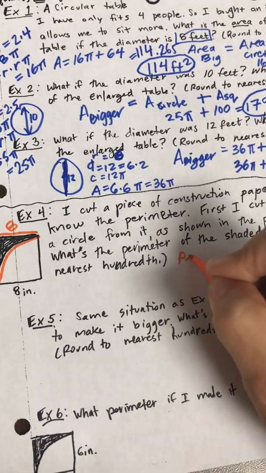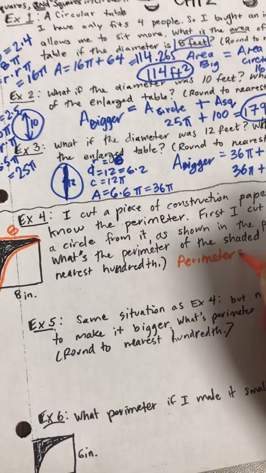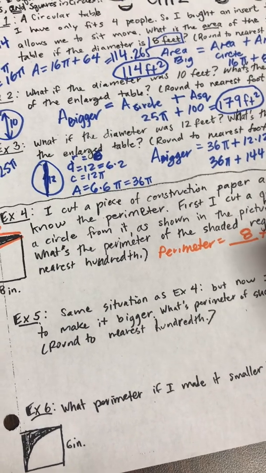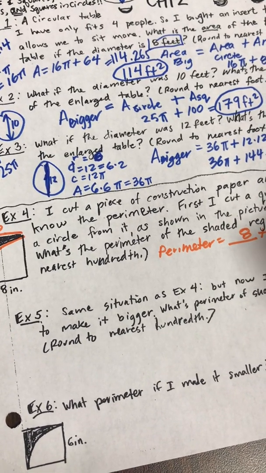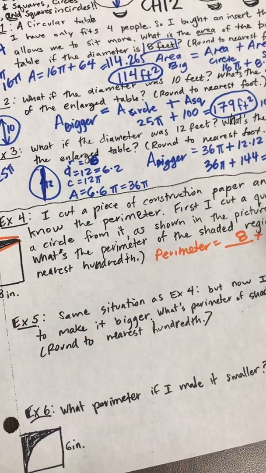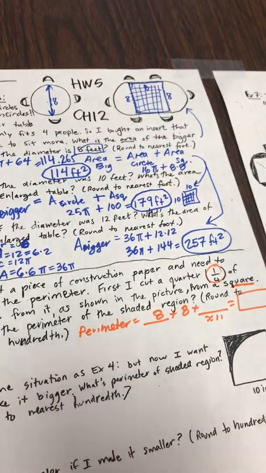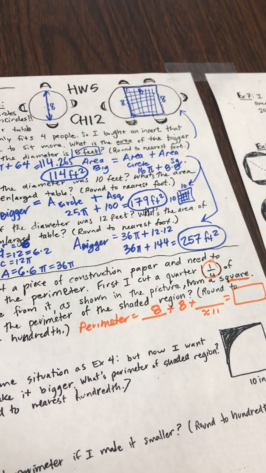So this perimeter should be equal to 8 plus 8 plus something a little longer, 10 or 11, and that's my total perimeter, and they want me to round that number to the nearest hundredth. Check out the next video for the rest of the problem.